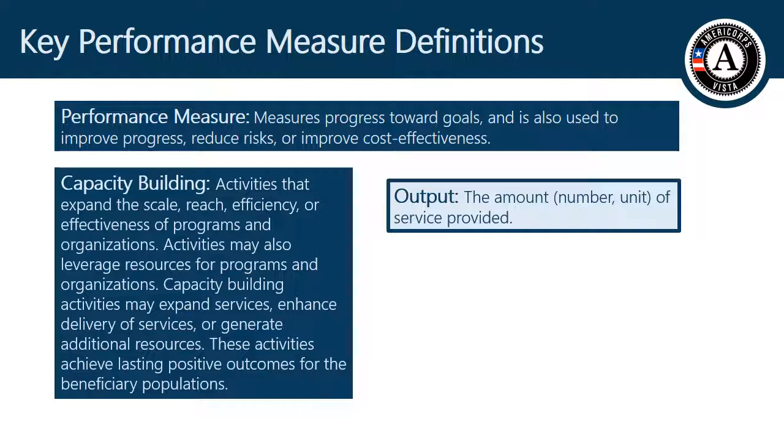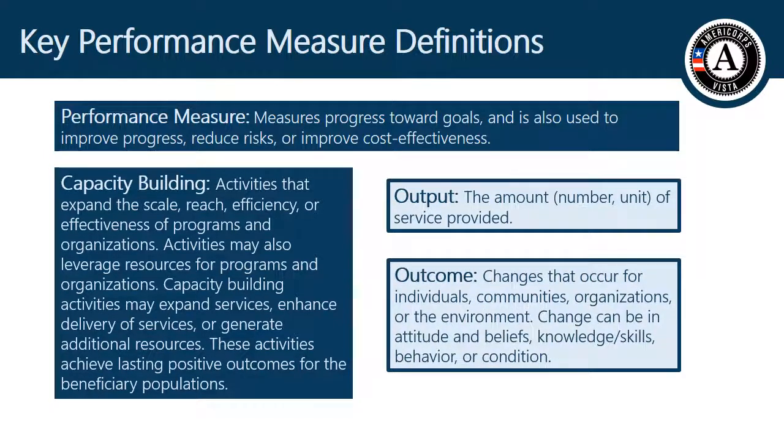The last two definitions are closely related and can sometimes cause confusion. Every performance measure that is collected and reported on will either be an output or an outcome. An output measures the amount, a number or unit, of service provided, such as students receiving tutoring or houses built. Again, an output counts a product, like a house or a bag of emergency food aid.